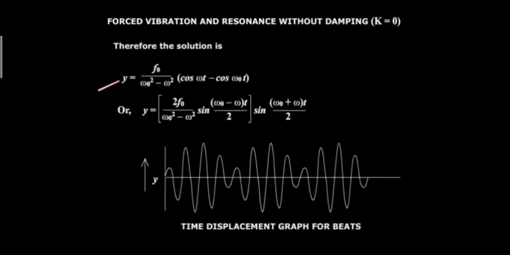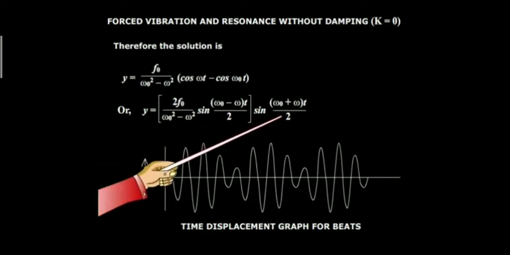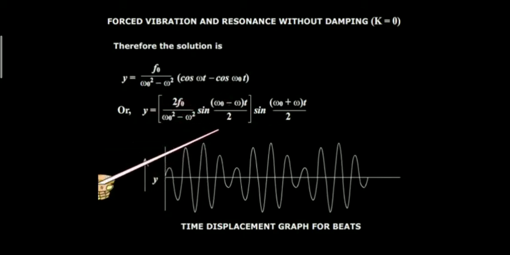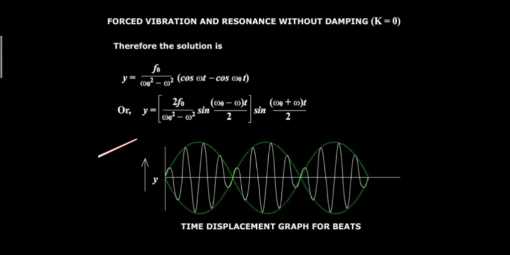Here, the displacement is the sum of two periodic functions. The amplitude of this periodic function is controlled by another periodic function. The amplitude showing periodic variation is an example of beats.